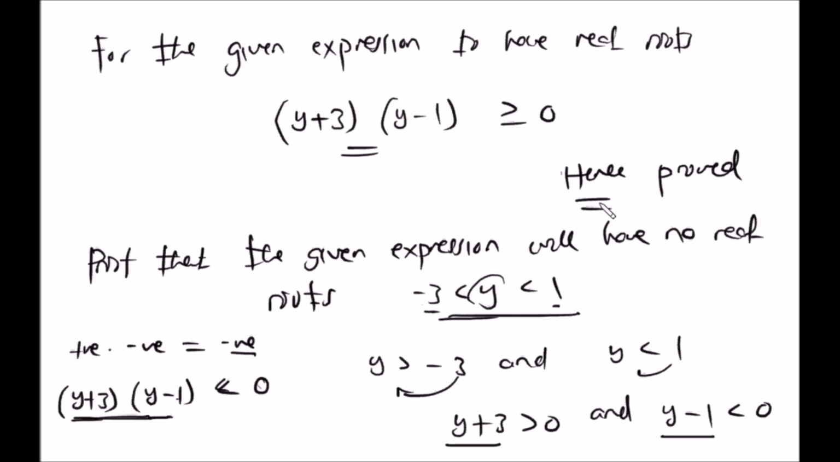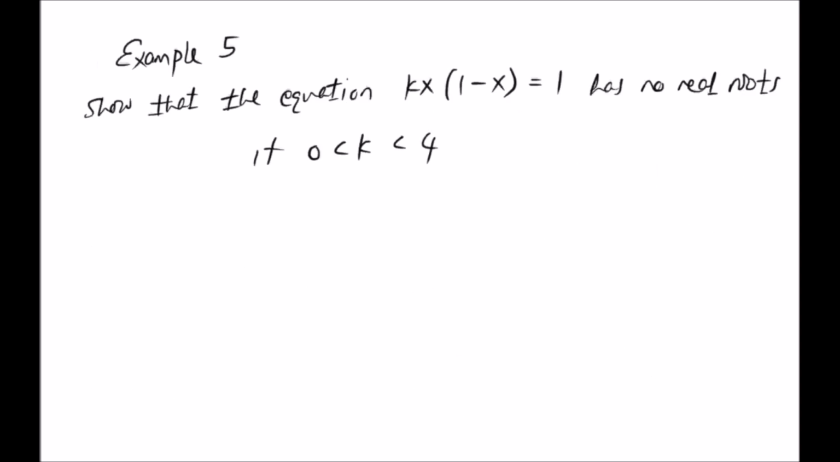So hiyo ni example 4. Let's now see our final example now, example 5. There. So this is example 5. Example 5 here anasemaje? Anasema show that the equation ile pale juu kx times 1 minus x is equal to 1 has no real roots if k is between 0 and 4.